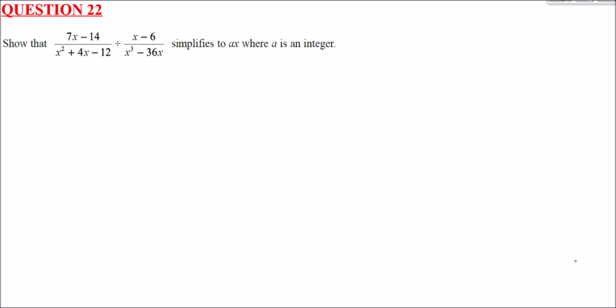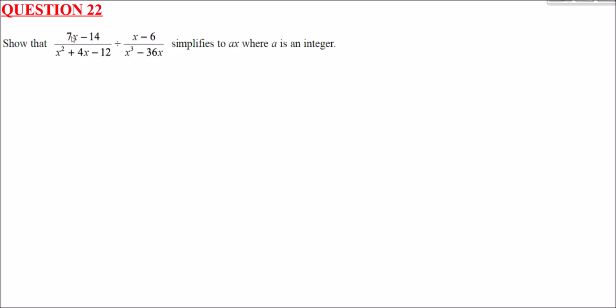Question 22. We've got this horrible looking algebraic fraction to simplify. We need to show that this particular fraction simplifies to just ax, where a is an integer. So all of this horrible thing will simplify to something like 2x or 10x, where 2, 10, whatever, is a value we need to find. We're told we need to simplify it, and so what we need to do here, if we can, is to factorize what we can on all of these 4 bits of these 2 fractions.